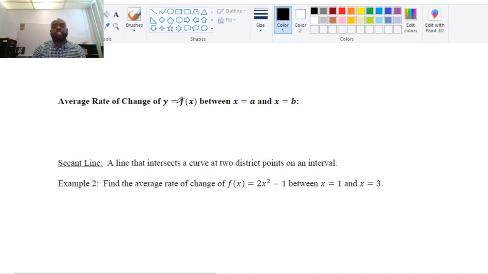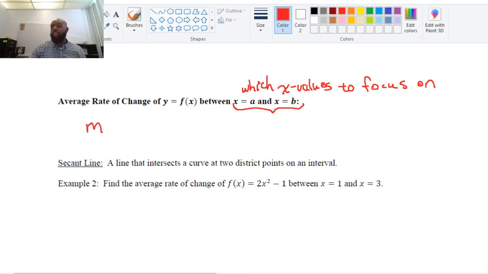Okay, so the average rate of change of y equals f of x between x equals a and x equals b, right? We have to tell you on what interval, for which x values, to focus on. This average rate of change is basically going to be the slope, the same thing as your slope formula. I don't want to use the same variable as slope, so I'm going to use an abbreviation AROC for average rate of change, all right? So the average rate of change is going to equal a rise over a run and then everything that you get from a slope, or from x equals a to x equals b.